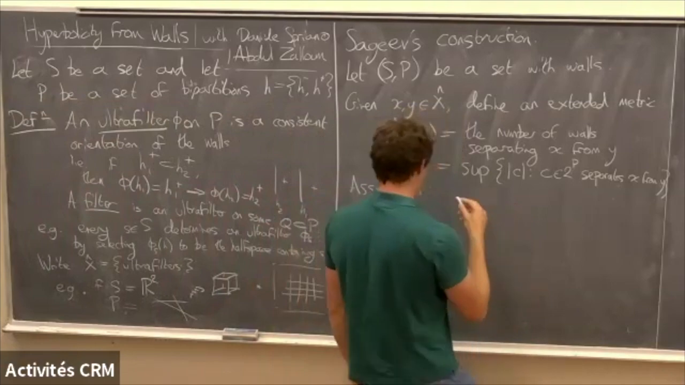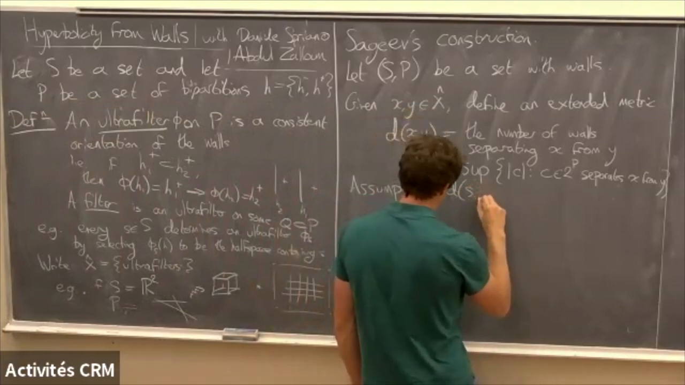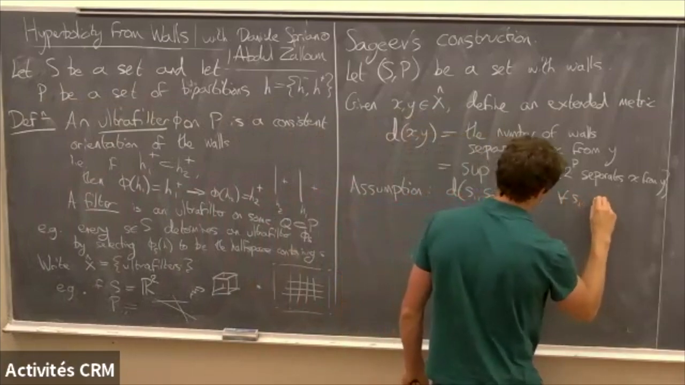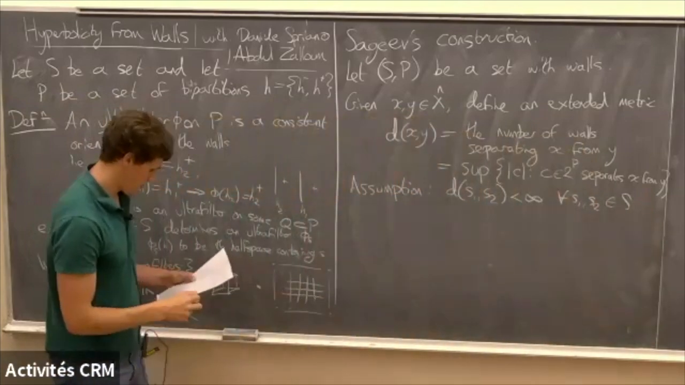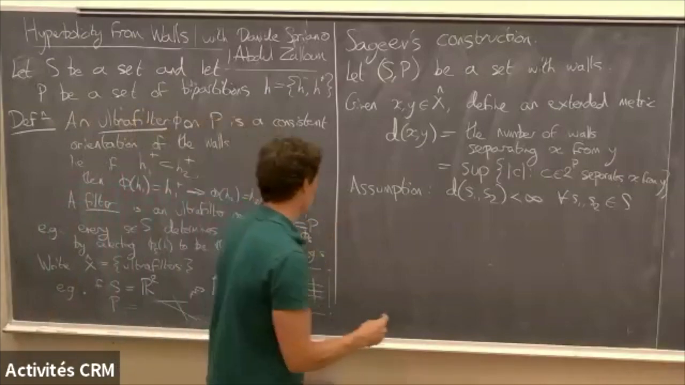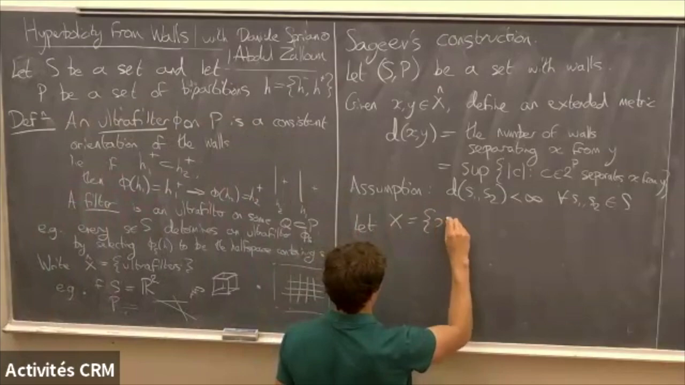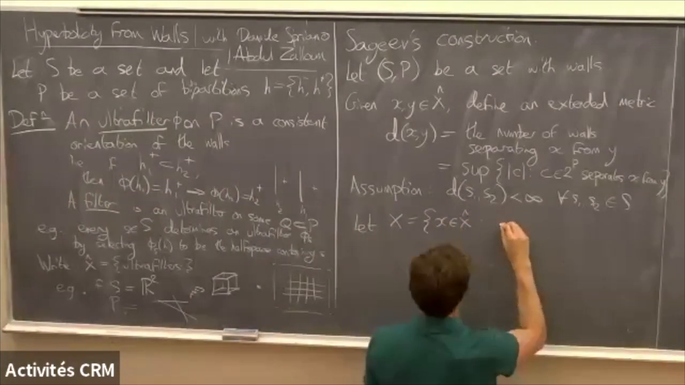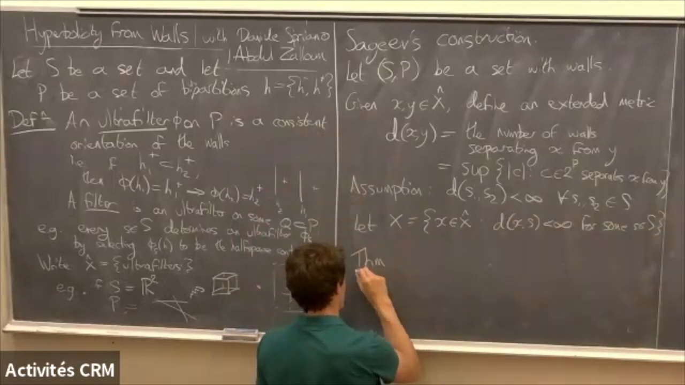This is essentially the assumption of Sageev's construction. The distance from S1 to S2 is finite for all S1 and S2 in your set. Okay, and then once you've done this, you let X be the set of all points that are at finite distance from your original set. And the theorem is that this is a CAT(0) cube complex.